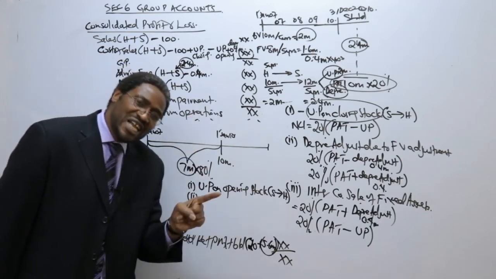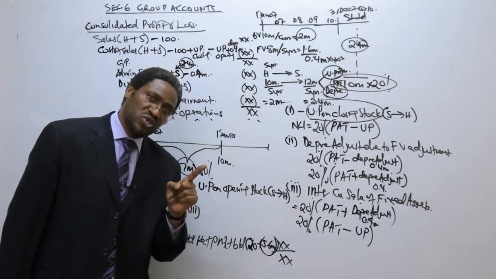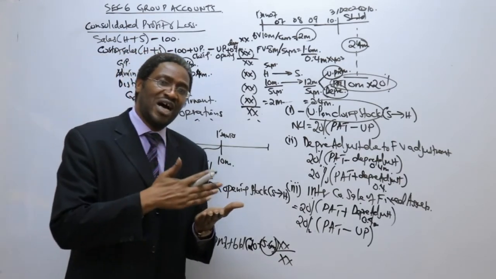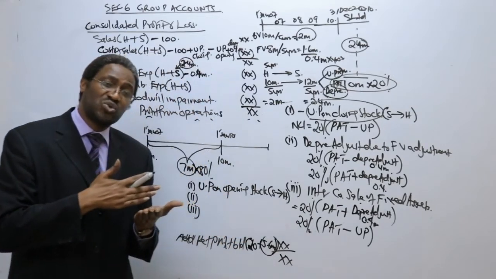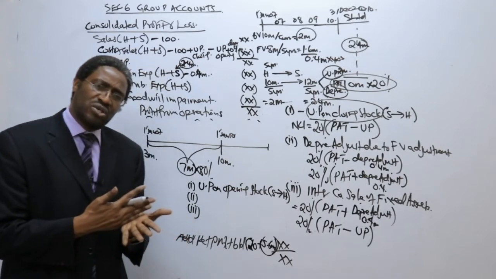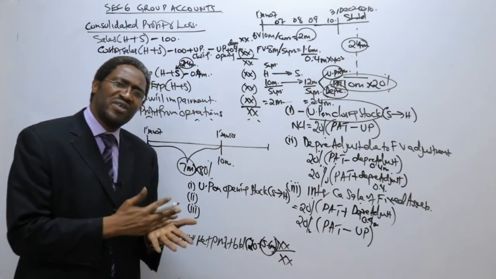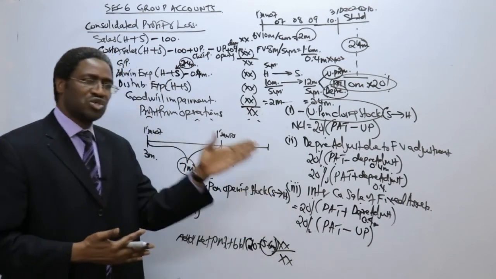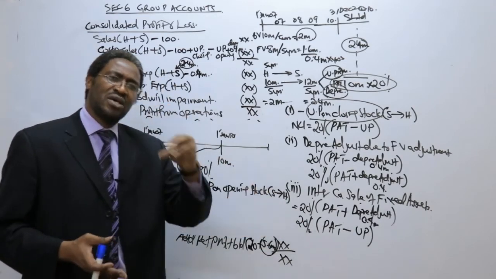If there is an element of unrealized profit, don't forget we are doing the group income statement for the current year, and we are assuming our current year is 2010. So maybe you read the question and you are told, in the previous year, maybe 2009, S Limited sold goods to H Limited costing this much and so on.